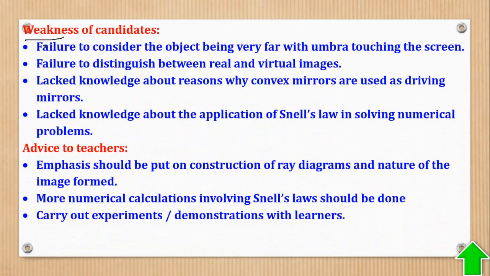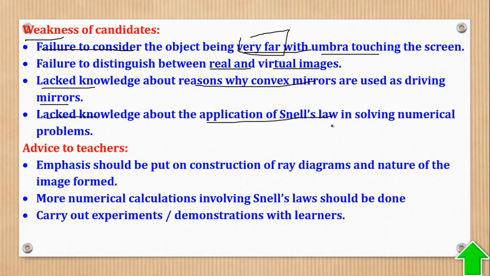Then the weakness 1 is failure to consider the object being very far with umbra not touching the screen. So the keyword was the word very far. Then failure to distinguish between real and virtual images. Lack of knowledge about reasons why convex mirrors are used as driving mirrors. Then lack of knowledge about application of Snell's law in solving numerical problems.